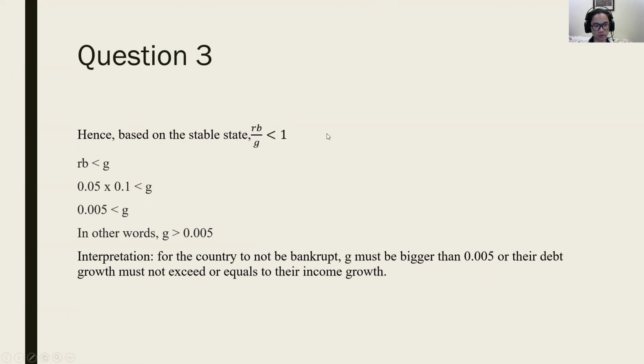I move g to the right with cross multiplication, and since we have the information of r and b, we just substitute into the equation here. We have 5%, which is 0.05, and b is 0.1, which leaves us this. In other words, g is bigger than 0.005. Now, how do you interpret the question? This means that for the country to not be bankrupt, g must be bigger than 0.005. Or if you don't have the numbers like this one here, you can say that the debt growth, which is rb, must not exceed or equal their income growth g.